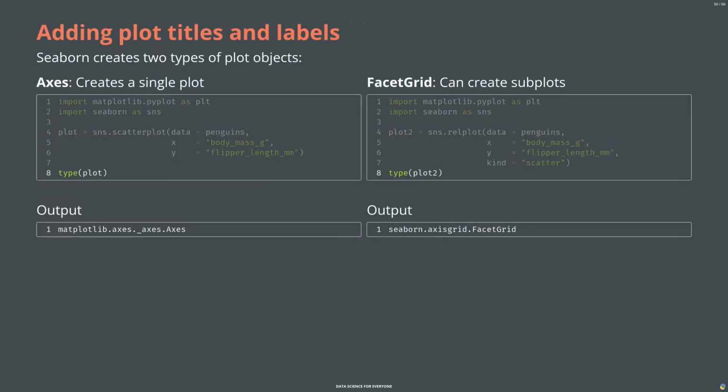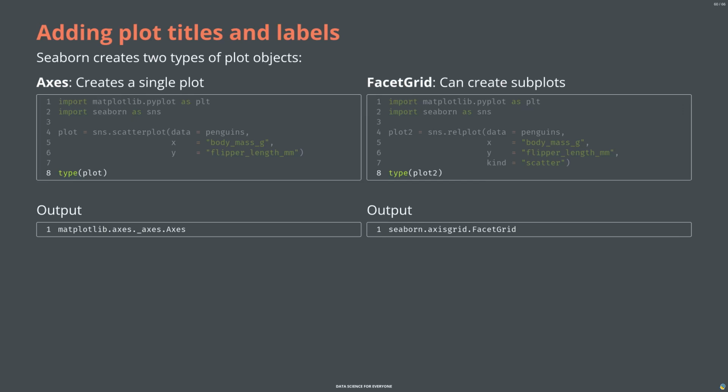We create data visualizations to communicate information, and that's hard to do without a clear title and informative axis labels. Let's look at how we can add them to our visualizations. Before we dive into how we can add titles, it's important to understand a key concept in Seaborn. Seaborn's plotting functions can return two different types of objects, axes and FacetGrid. Knowing which one you're working with will help you apply customizations correctly.